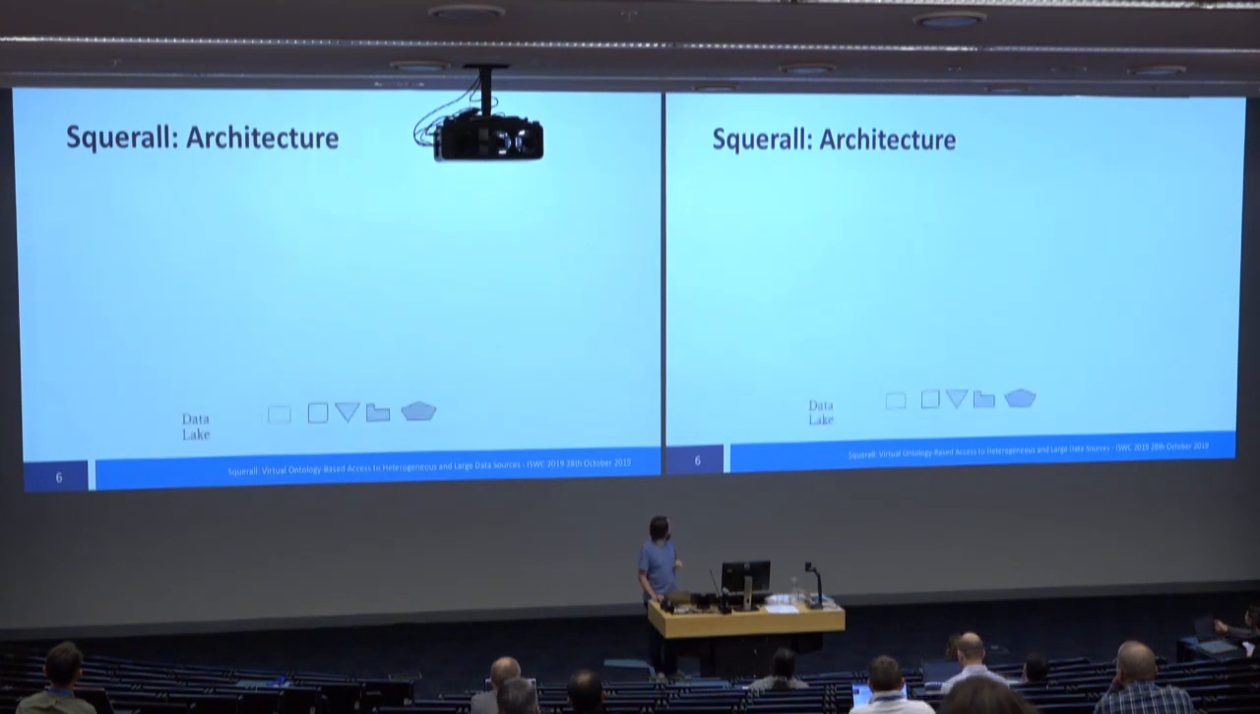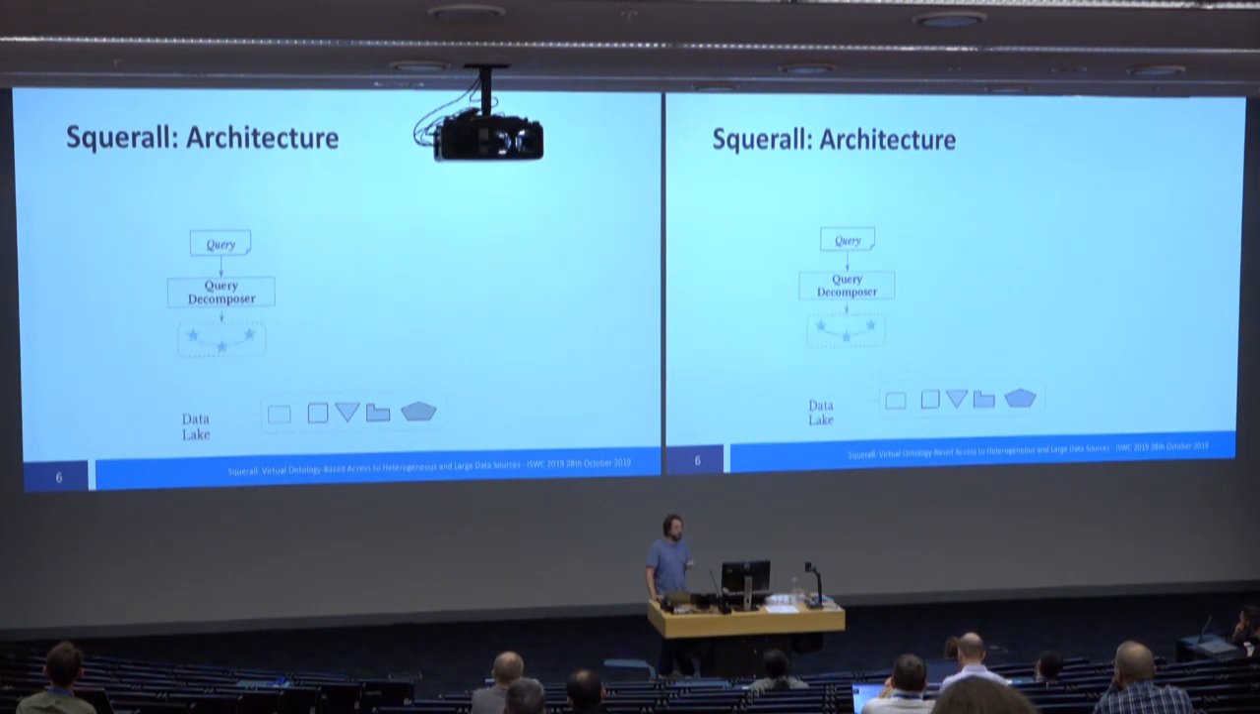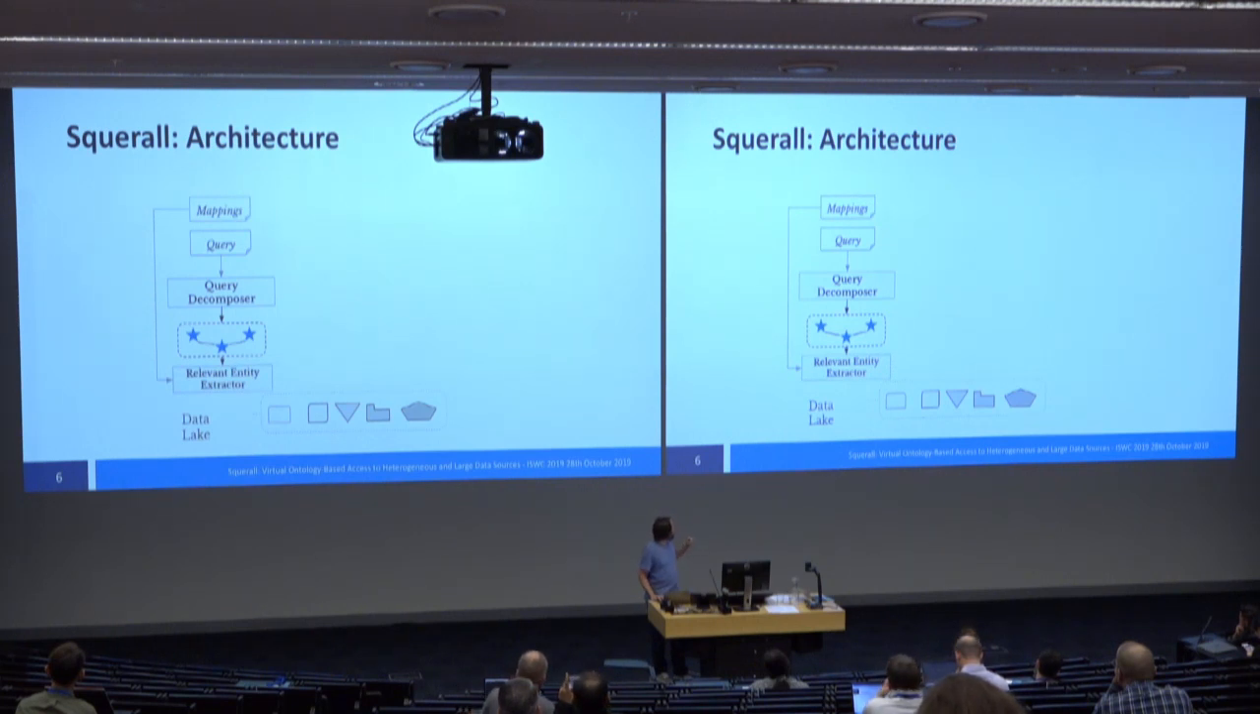So briefly, the architecture is the following. You have your data lake with various data sources having different formats and structure, and a SPARQL query. First of all, following a classic approach, we decompose the query into what we call star-shaped subqueries. I will describe roughly later how they look. And then thanks to a set of mappings that also has to be provided by the user, we can reach the relevant data sources to query based on the query that we have.